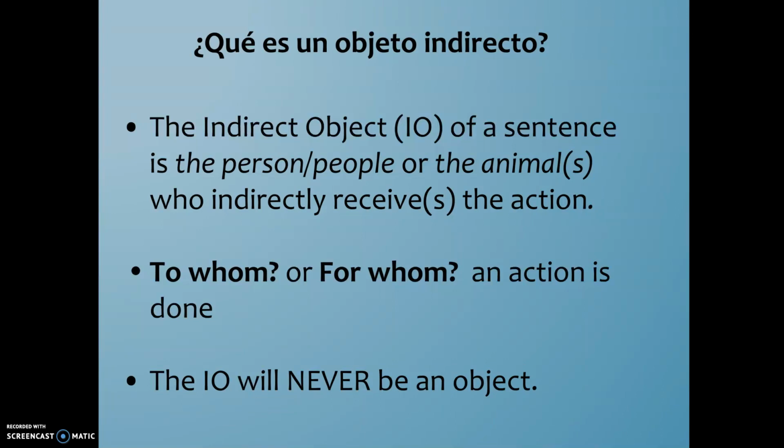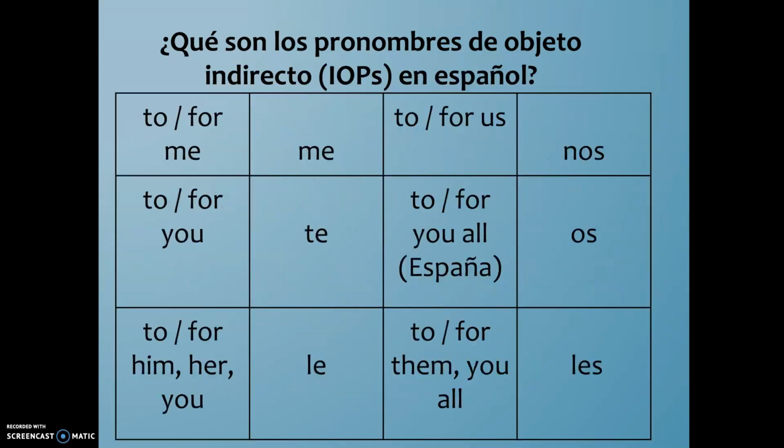It's important for you to remember that the indirect object of a sentence will never actually be an object or an item. It's not a thing. It's always a person or an animal, something with which you can interact. So it's a big difference from the direct object pronouns. You will, however, note also that the indirect object pronouns are very similar to the direct object pronouns.